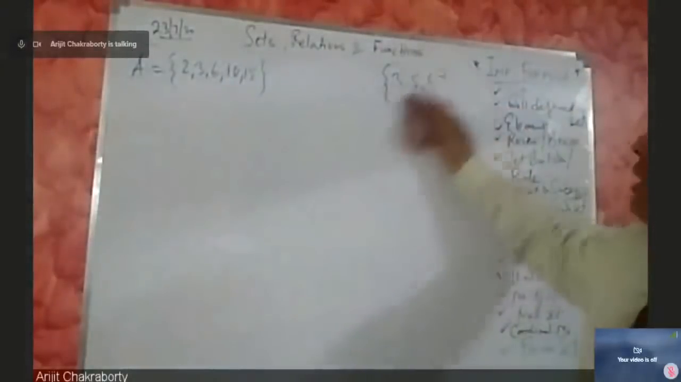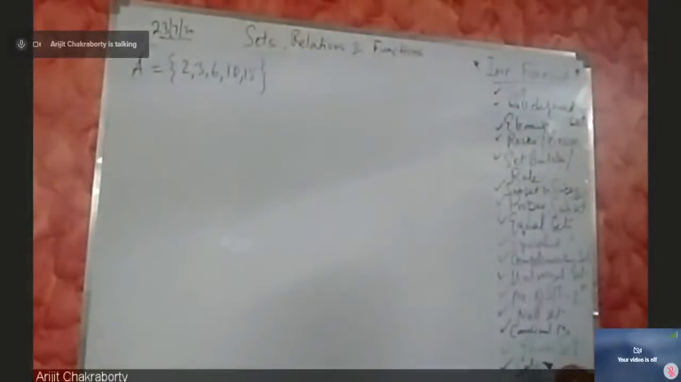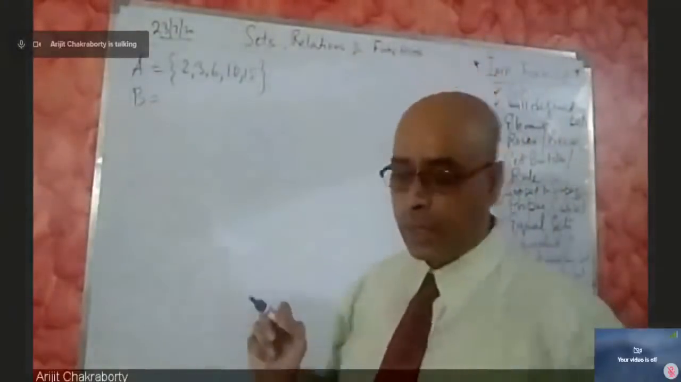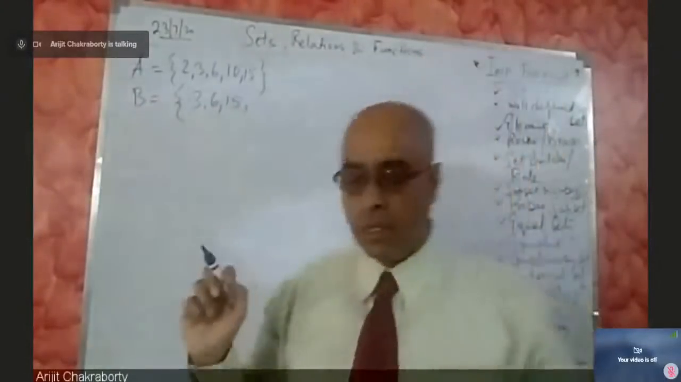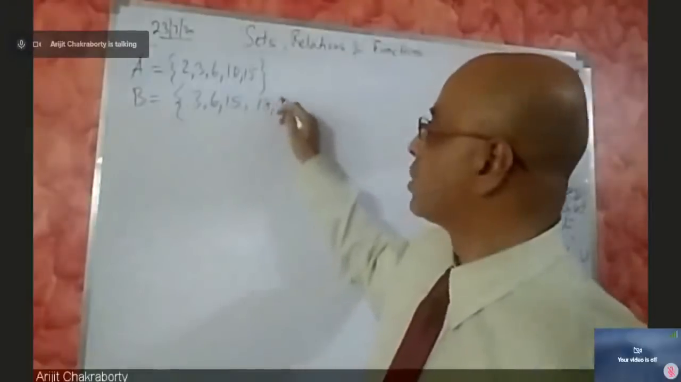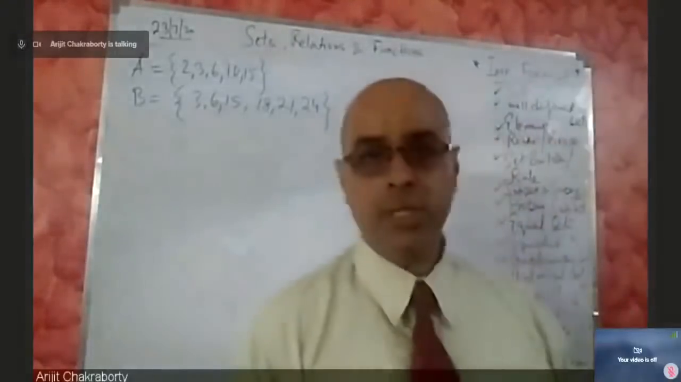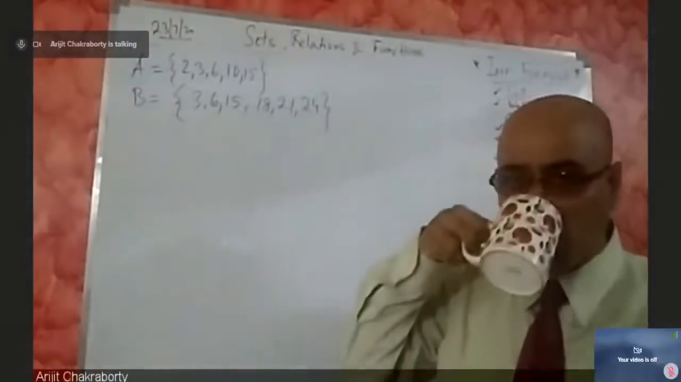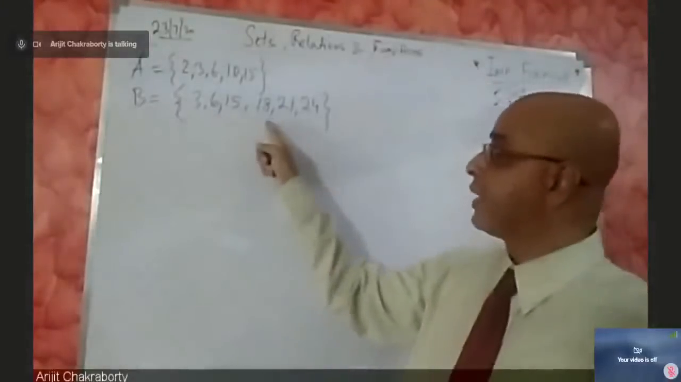Okay, so set A is 2, 3, 6, 10 and 15. Please note it. Now I will write the other set, that is set B. B is 3, 6, 15, 18, 21 and 24. Okay, please check the sets once again. Set A is 2, 3, 6, 10 and 15. Set B is 3, 6, 15, 18, 21, 24.